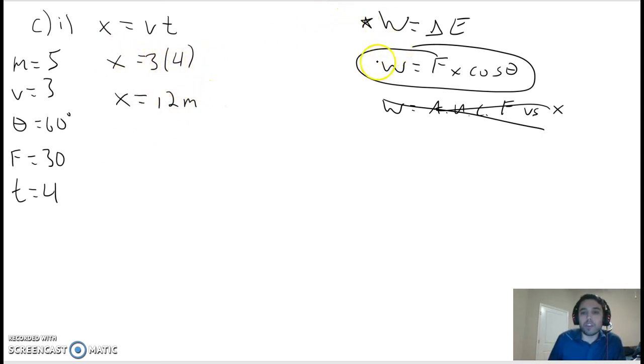So we'll go back into our equation over here, and we're going to plug in the numbers. So work equals force. Now the force the man was applying was 30 newtons, right?